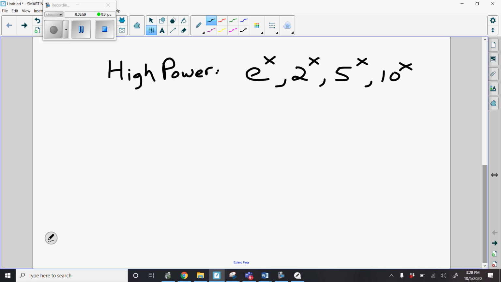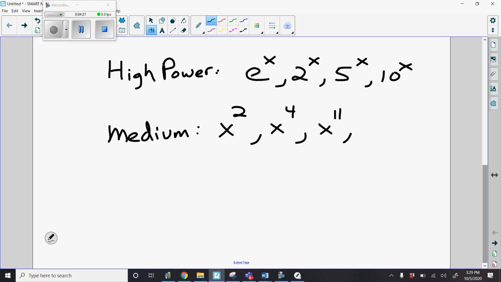So those are our highest power. Kind of our mid-tier would be polynomials. So like x squared, x to the 4th, x to the 11th. The bigger the power, the more powerful it is. Even things like, don't forget, square root x. The polynomial. And again, square root x just means x to the 1/2.